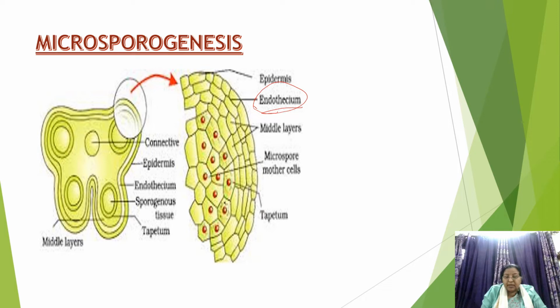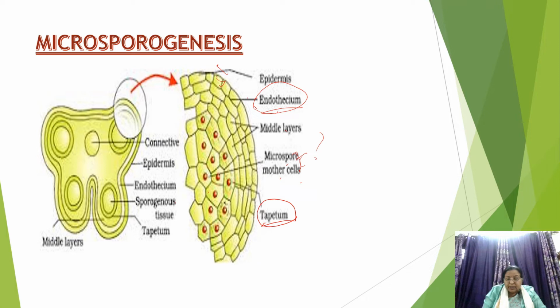Then there are nutritive layers, 2-3 middle layers, and the innermost layer is called the tapetum. This tapetum is the innermost layer, and it is the nutritive layer. It provides nourishment to the growing microspore mother cells, which will produce pollen grains. So inside you can see the sporogenous mass. Inside the young anther there is sporogenous mass, or you can call them the microspore mother cells. These are the microspore mother cells.